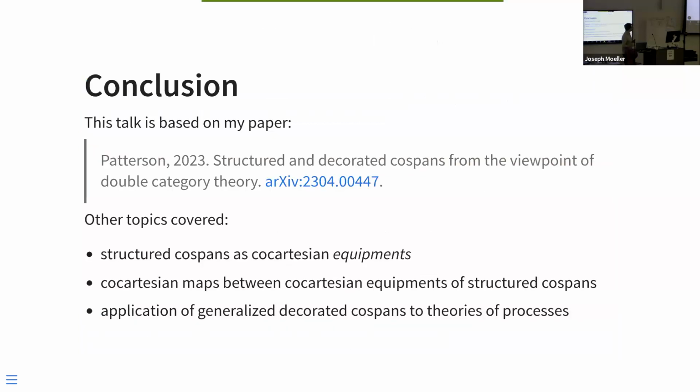Okay, so I'm going to wrap up now. Sorry, I was a little fast at the end. There are quite a few things from the paper that weren't covered here. So I talk about in the paper how structured cospans also form co-Cartesian equipments or framed bicategories. I talk about maps between structured cospan double categories, and I also talk about some applications of this notion of generalized decorated cospans. So thanks a lot.